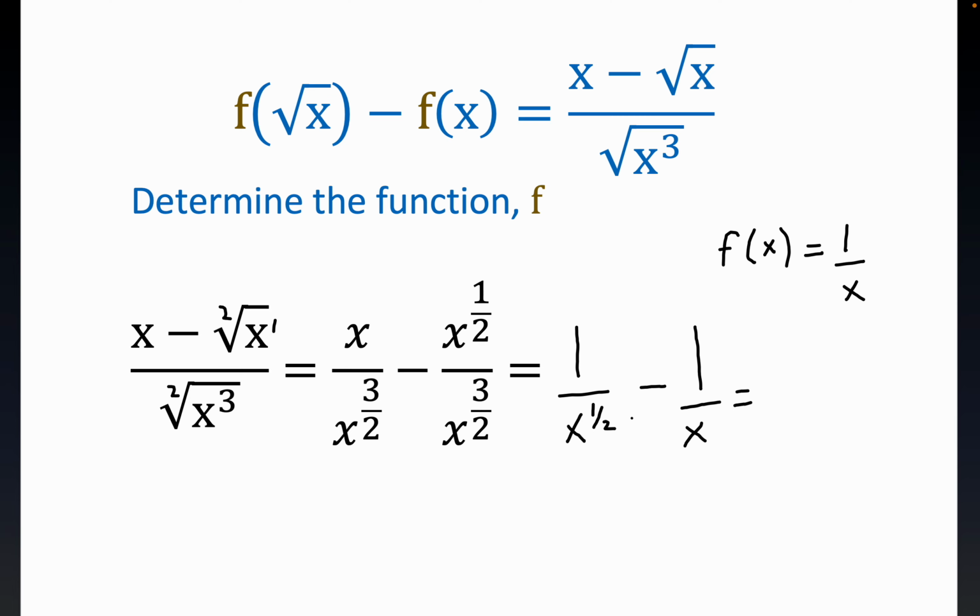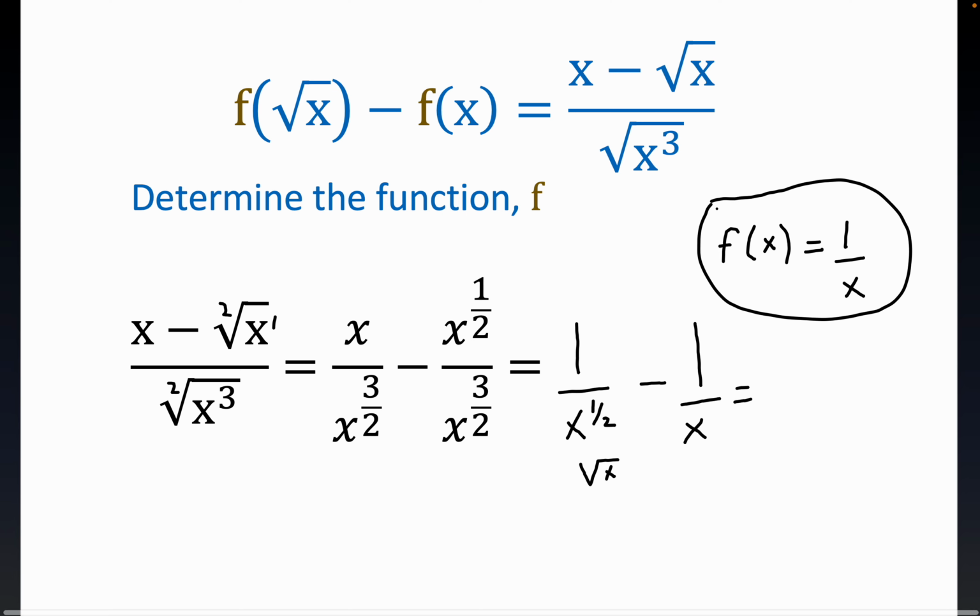Because again, this x to the 1/2 is the same as the square root of x, right? This guy right here is the very same thing as the square root of x. And so we see that f of x equals 1 over x gets the job done. So that is the solution. This is what we're looking for, sort of hiding in plain sight, just a little bit of algebra.